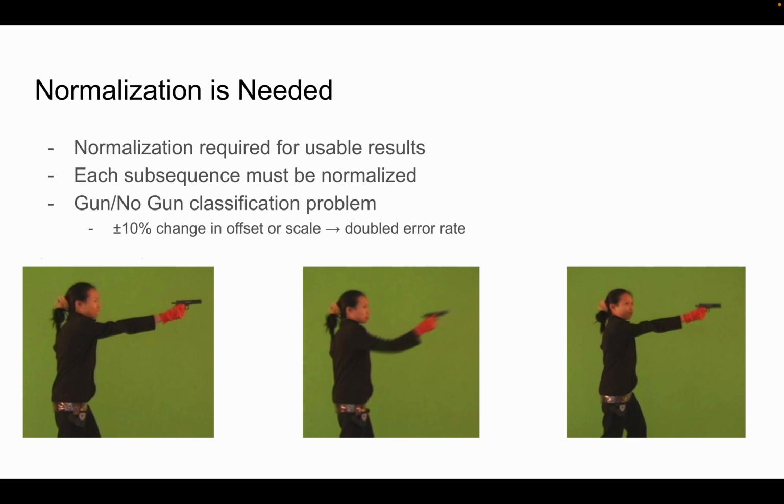In order for the UCR optimizations to work, it is assumed that each time series subsequence must be normalized. If data isn't normalized, the error rate can more than double, as shown with the gun-no-gun classification problem.